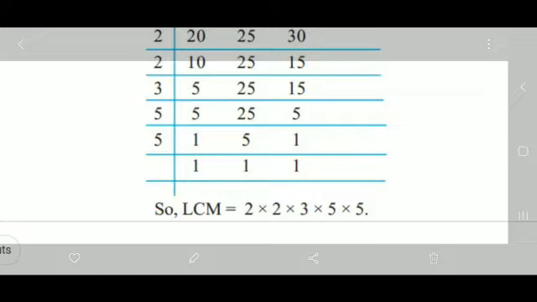In 5 and 25 there is no 3, so write that number down. And 5 and 25, 5 is common. When you do like that, you are getting 1, 5, 1. Again 5 is common, so at last you are getting 1, 1, 1.